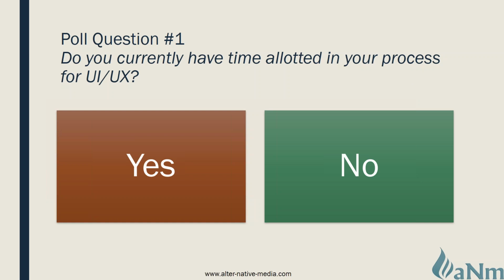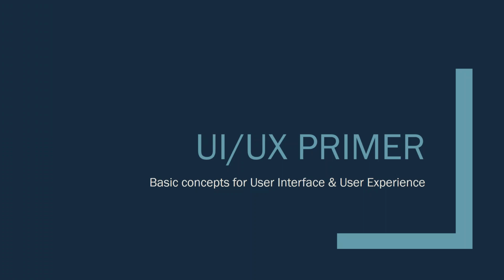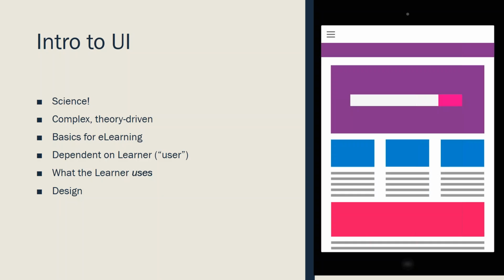Well, speaking of that, let's talk about the basic concepts for UI and UX. UI, or user interface design, is a science. It's a hardcore science. It's a lot of information, and a little preface to both of these: I'll throw on the screen UI and UX, but really we're talking about user interface and user experience. I'll get to the differences in a moment. But these are both very robust and complex, theory-driven fields of study. So we can cover the basics today, but remember that we won't be able to cover everything.